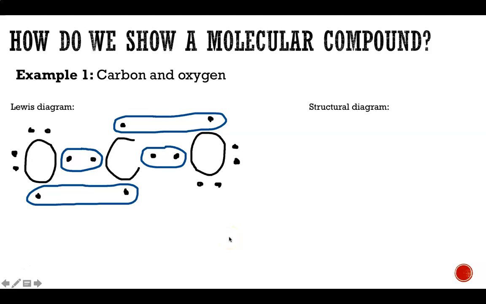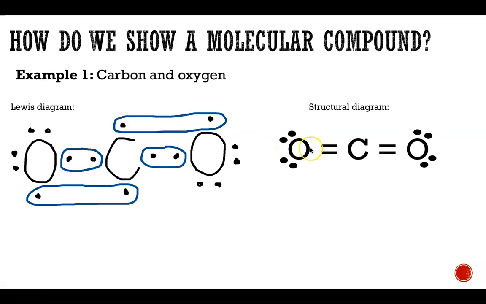So there's something new that I'm going to show you called a structural diagram, and that's used for molecular compounds just to clean things up a little bit, to make it look a little bit more simple. Basically the only difference between a Lewis diagram and a structural diagram is that we're going to represent this bond, this sharing of electrons, with a straight line. So that looks like this.